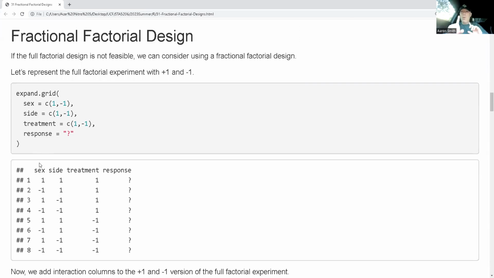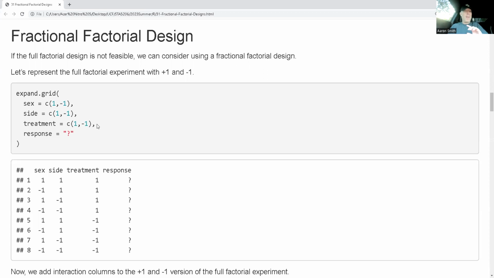Now, the reason why I'm going to do this is because this sets it up so that I can actually start invoking some abstract algebra to do that homomorphism mapping and get a better subset of rows when I'm not able to do all 8. All right, so what I'm going to do is replace each of the levels with plus or minus 1. So sex is 1 or minus 1, side is 1 or minus 1, treatment is 1 or minus 1.